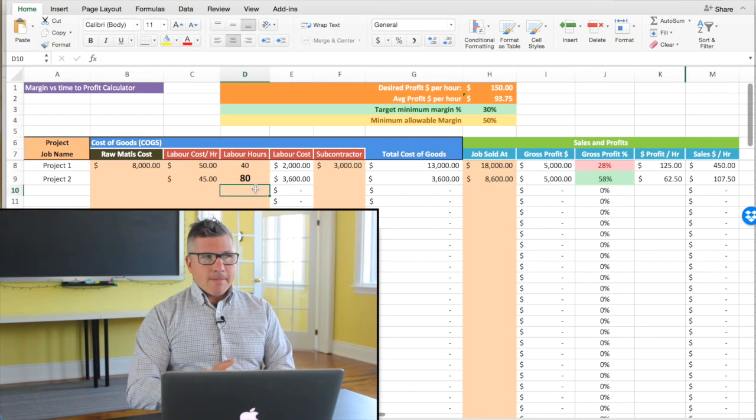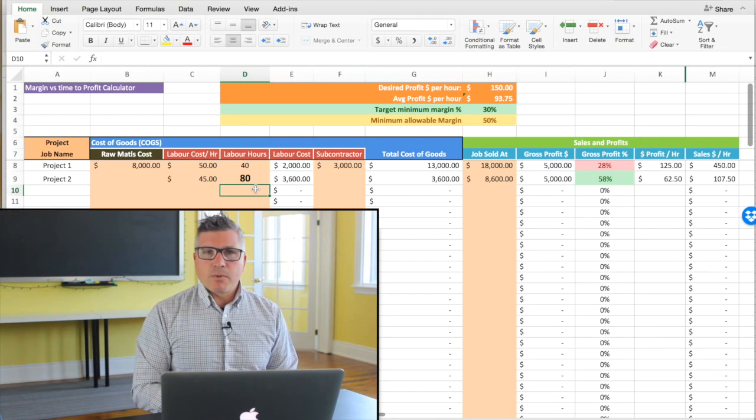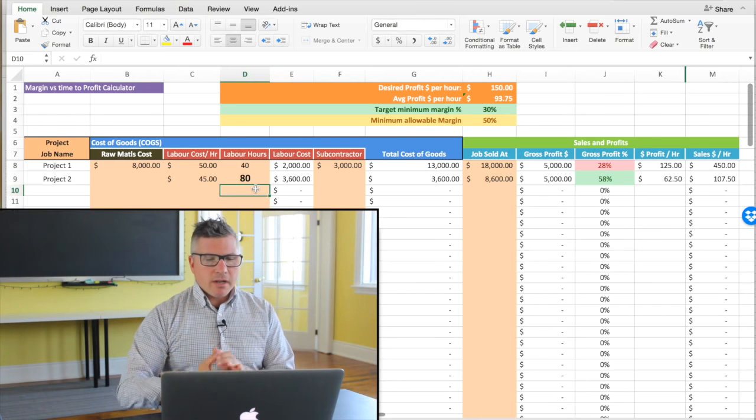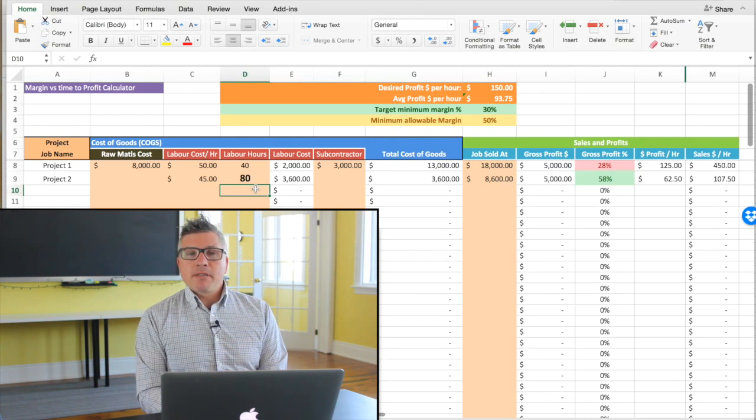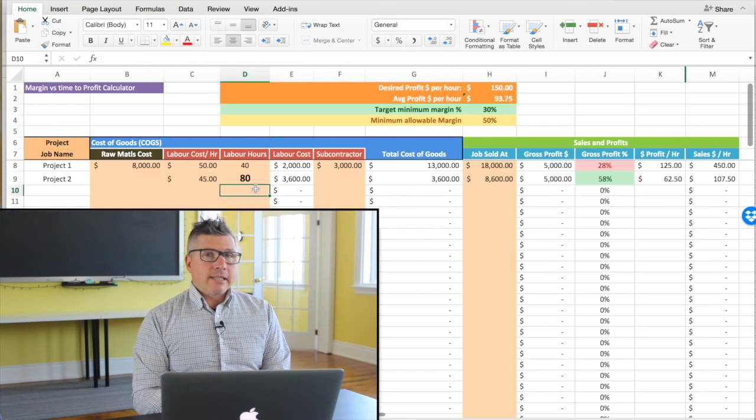Let's say you're a renovator and you're doing some work on a house, doesn't matter what it is. Project 1 is going to take about 40 hours to do, and you're going to earn your $5,000. So let's say that it's one person on the job, it's going to take them a week to earn that $5,000.